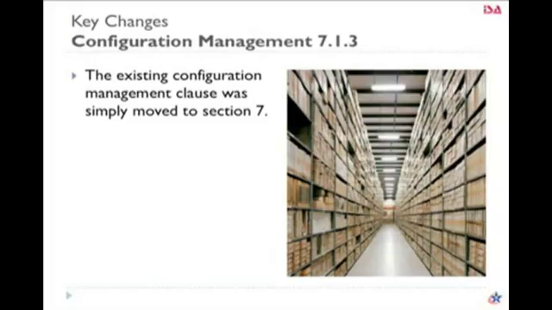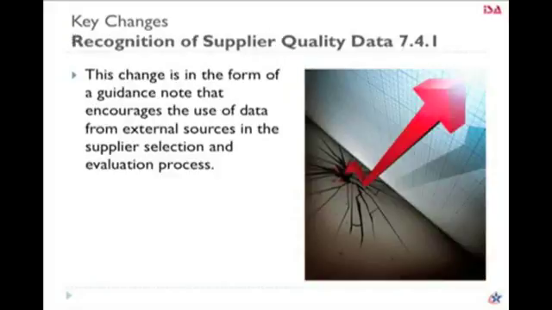The existing configuration management clause was simply moved to Section 7. This puts the focus on product instead of documentation. Some level of configuration management is expected for all products at all levels of the supply chain. This change is in the form of a guidance note that encourages the use of data from external sources in the supplier selection and evaluation process. The industry trend is to use externally provided supplier performance data.